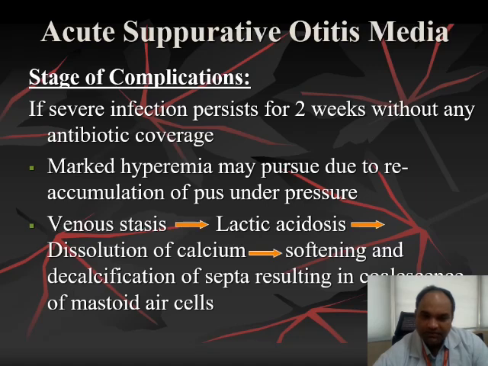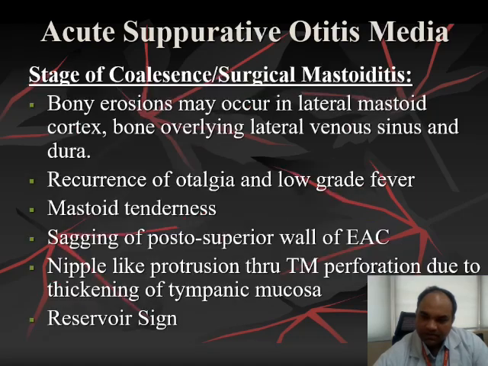The stage of complication, if it is not being treated, so what happens as a mechanism is venous stasis, lactic acidosis, dissolution of calcium, softening and decalcification of septa. Hypercalcemic changes won't be seen, rather resorption will be seen. Stage of coalescence, if it is still not being treated or very aggressive, bony erosion may occur in the mastoid cortex involving the venous sinuses, recurrence of otorrhea and low-grade fever may happen, mastoid tenderness may happen, sagging of the posterior superior wall of the ear canal may happen, reservoir sign may happen.